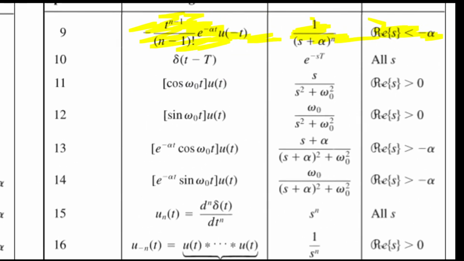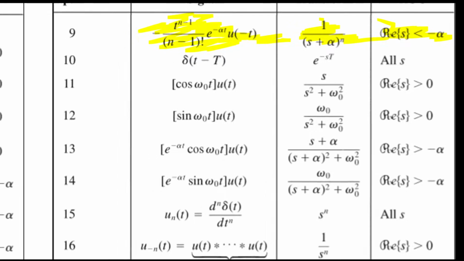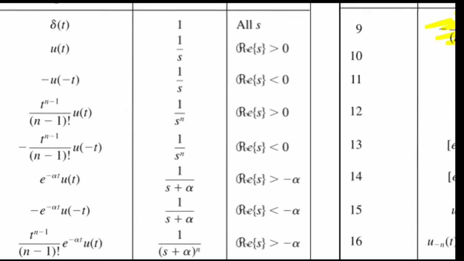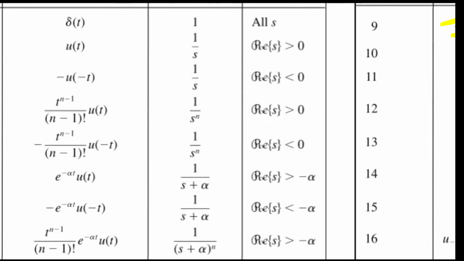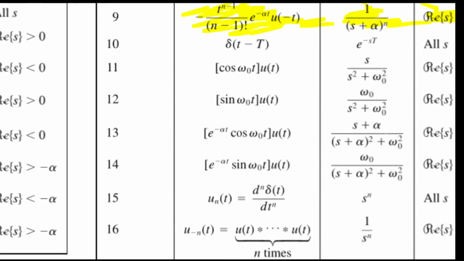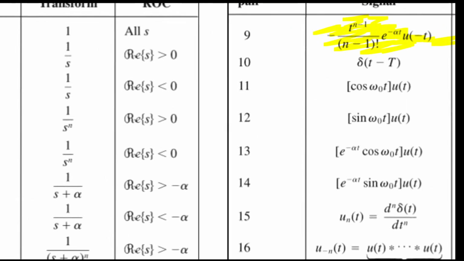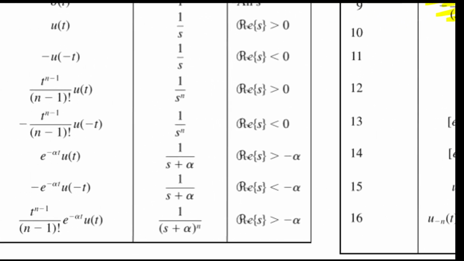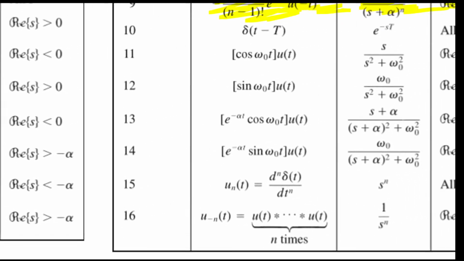And we also have sine and cosine times u of t. Those can be derived from the complex exponentials, from the e to the minus at.